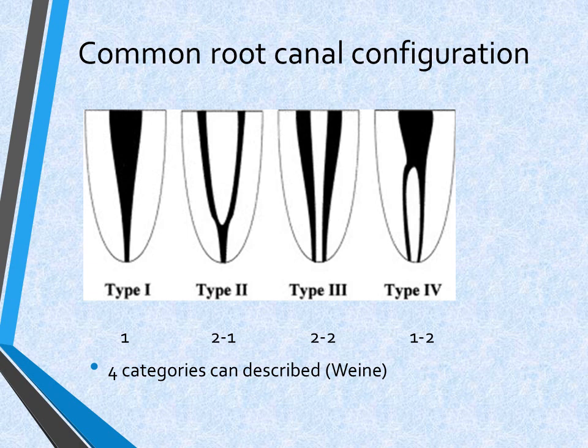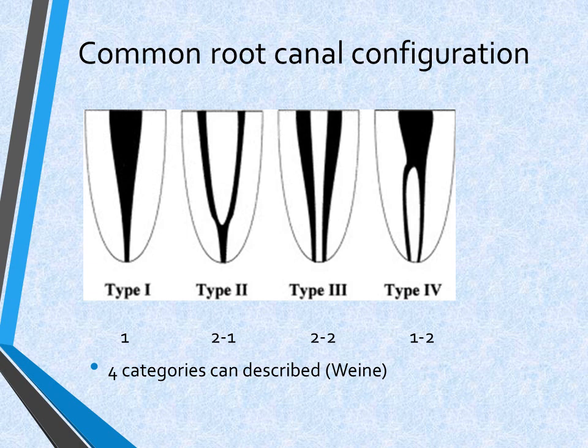So Weine, a very famous dentist of his time, gave 4 categories. Here you can see type 1 to type 4. Type 1 is one canal orifice leads to one exit. Type 2 is two canal orifices that lead to a single exit, so that means they merge at the apex. Type 3 is two canal orifices with two separate exits. And type 4 is one canal orifice with two different exits. So that means it splits probably in the cervical or the middle third, and then you have two different exits.